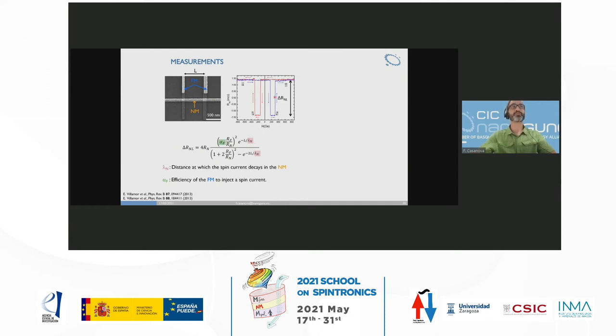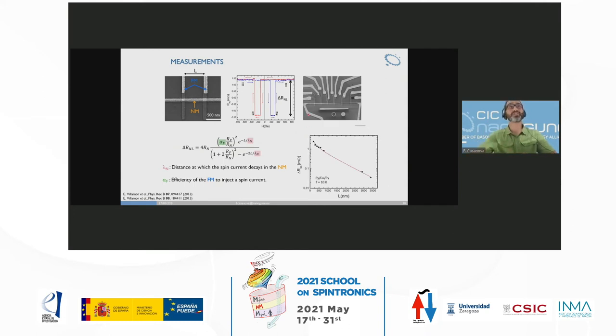In a single measurement, you cannot extract this information, but there is another parameter that you can change. It's the distance between injector and detector, okay? So you can fabricate devices in which the distances change. You have different distances between injector and detector, right? And then you measure each one of them and you plot the spin signal like this. You get the information as a function of the distance. And you fit this variation with this equation. And from there, you extract these parameters.